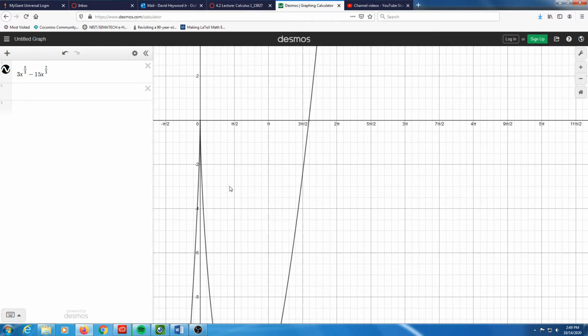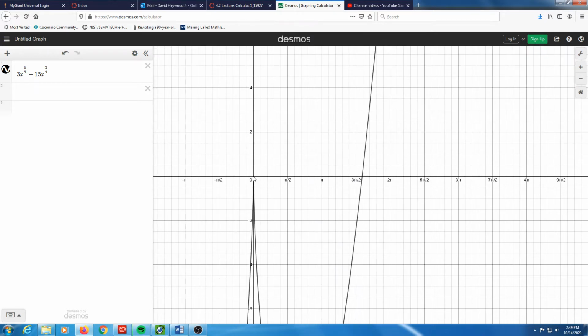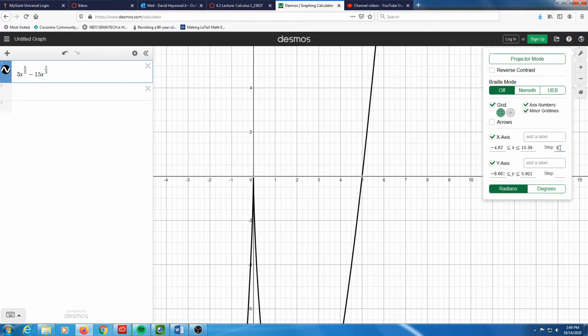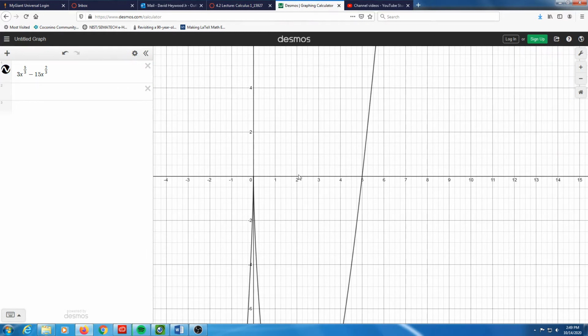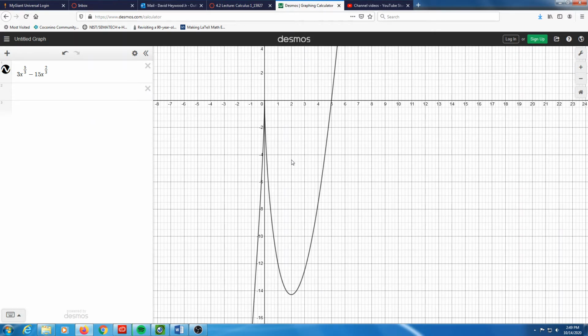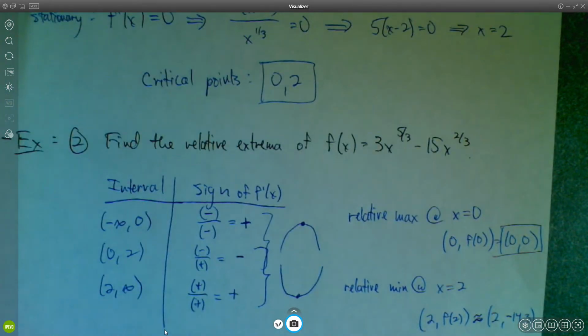Now what did we say? We said that we would have a relative maximum at 0. Yeah, it looks like it, right? You've got that cusp there. And then we also said we'd have a relative minimum at 2. Let me change this step back to 1 or something. So minimum at 2, huh? At 2. Yep, looks like it. Okay, so that's interesting, right? Okay, very good.